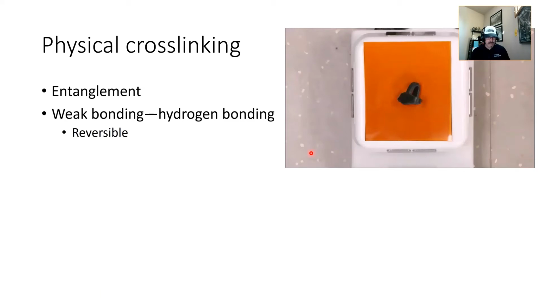And if I have this polymer chain and this polymer chain, and I kind of weave them together, they become entangled. And so entanglement is a weak form of cross-linking. That's reversible. Hydrogen bonding cross-linking is also reversible.